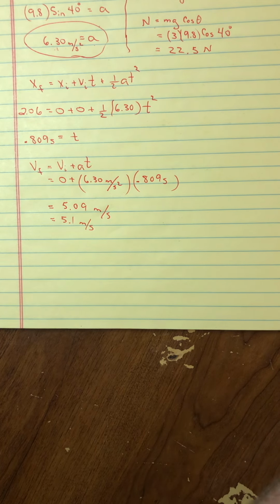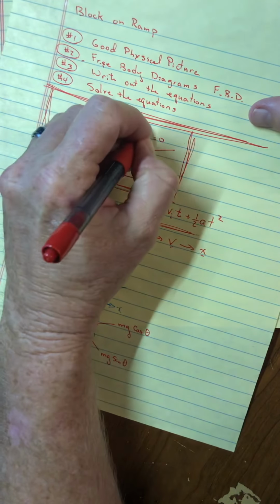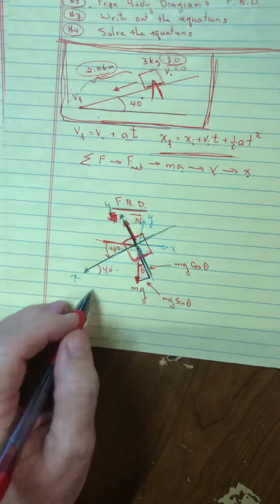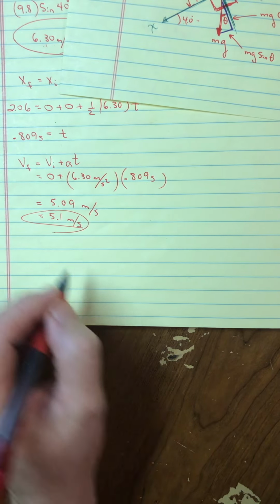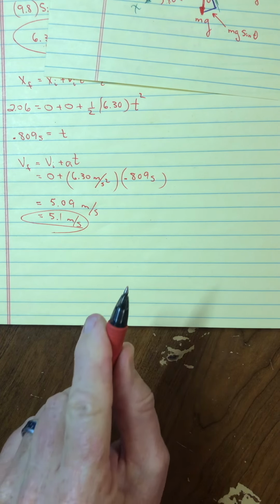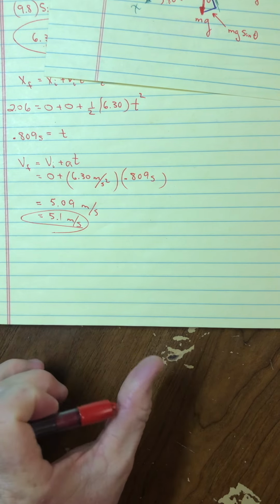Let's see, how many significant figures do we want? Oh, yeah, it said 3.0 kilograms. So back here, I should have put 3.0. So there's 3 significant figures and there's 2. So my final answer should just have 2 significant figures. So 5.1 would be the better answer here.